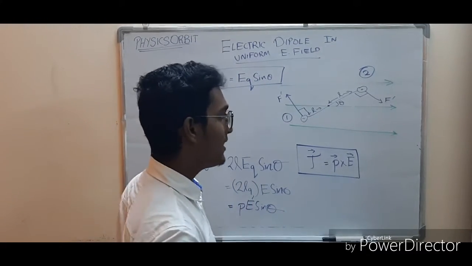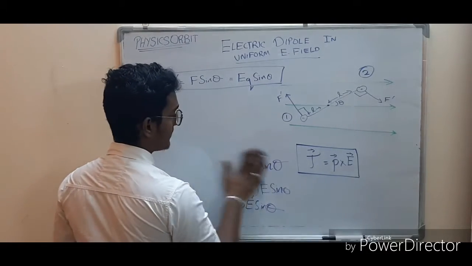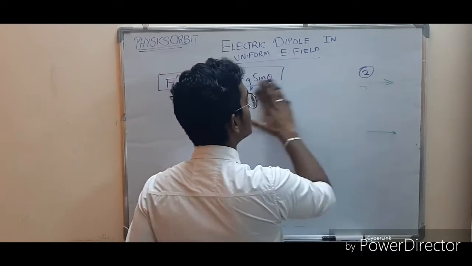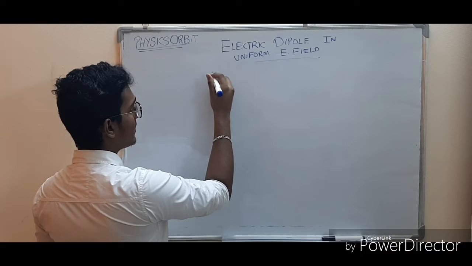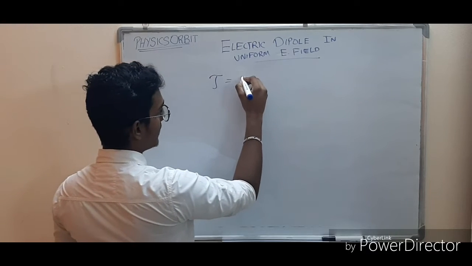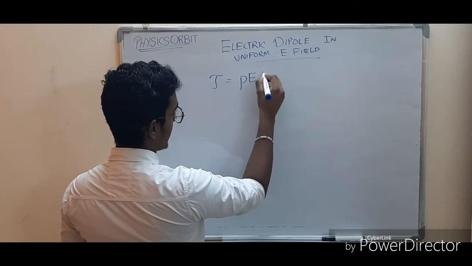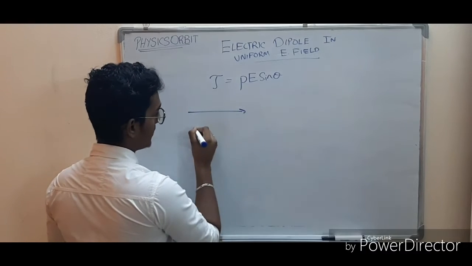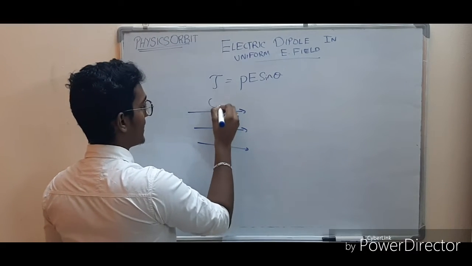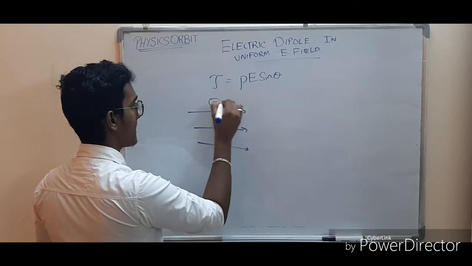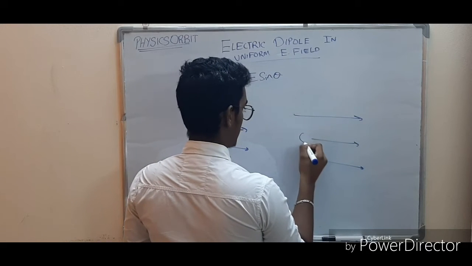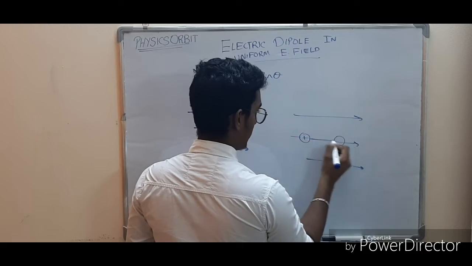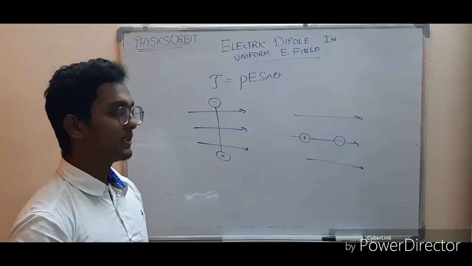I'll write the two necessary formulas and I'll draw the next diagram. Okay, these are the formulas we require. That is torque, total torque is PE sine theta. Now we are going to consider two different cases: in which the electric field is perpendicular to the dipole, and the other case in which the electric field is parallel to the dipole. So let's see what happens in either of these cases.